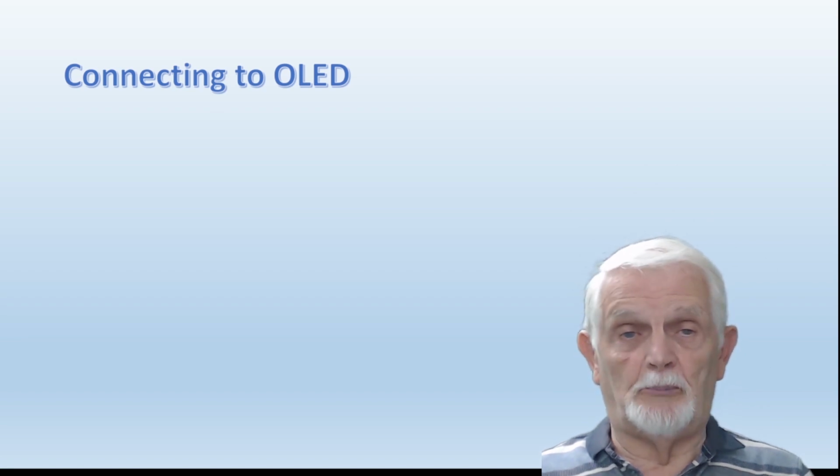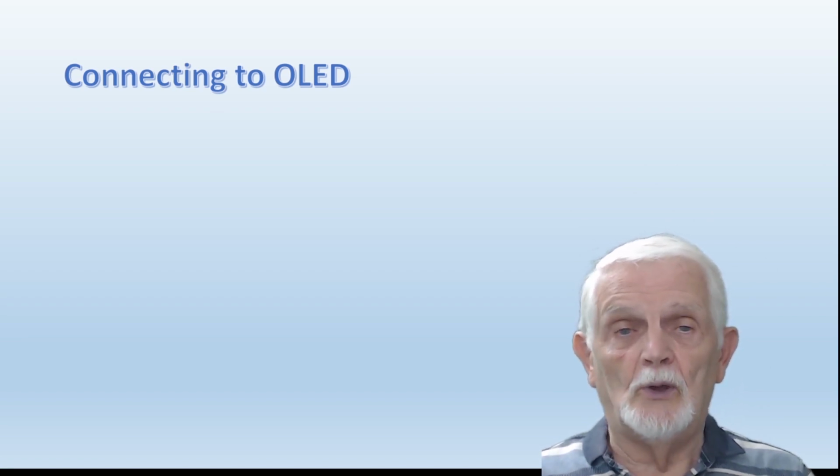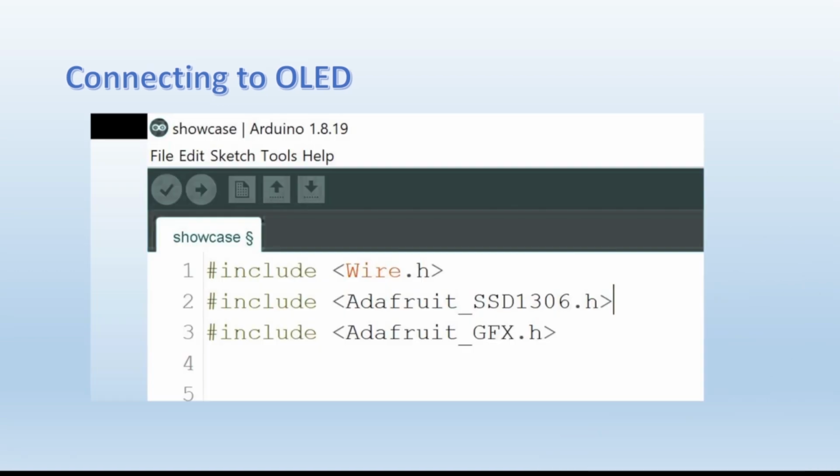The next step is to get the Arduino Nano to communicate with the OLED. And we have some basic setups that we have to perform. The first line of code, Wire.h, is there to allow the Nano to talk to the OLED via I2C. And then we have our two other includes that we've already discussed.